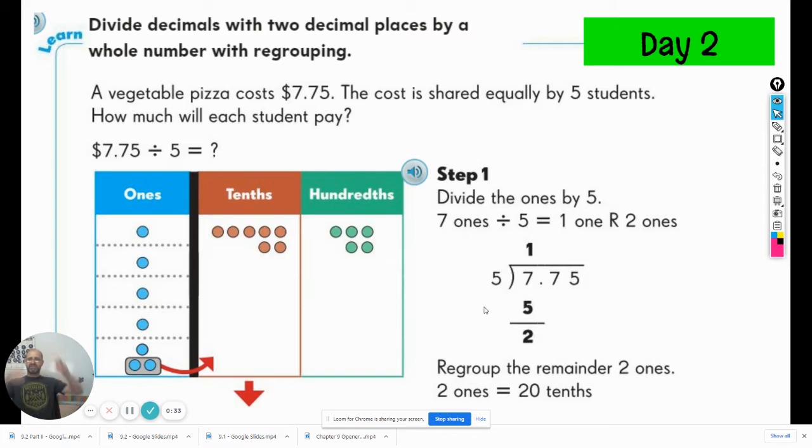Okay, let's start. We're going to divide decimals with 2 decimal places by a whole number with regrouping. Veggie pizza costs $7.75. The cost is shared equally by 5 students. How much will each student pay? Write this out as a long division problem. Read through this. Pause me if you need to. I'm advancing slides in about 5 seconds.